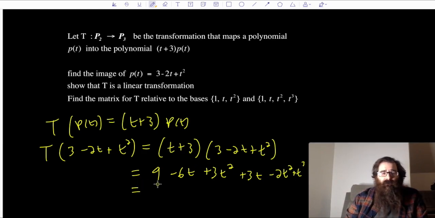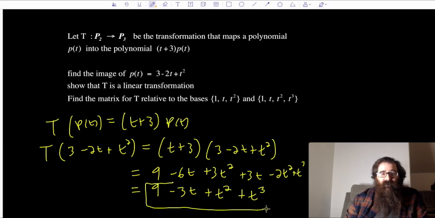And then we'll collect like terms. So I have 9, my constant term. We want to write the constant term first, go in sort of increasing degree. Negative 6t plus 3t is negative 3t. 3t squared minus 2t squared gives me plus t squared. And then I have this plus t cubed. And this is the image. 9 minus 3t plus t squared plus t cubed.